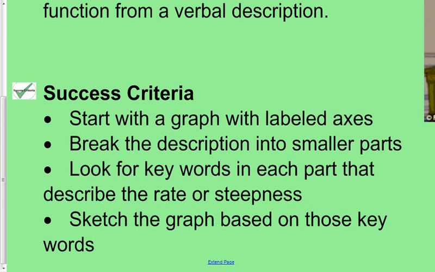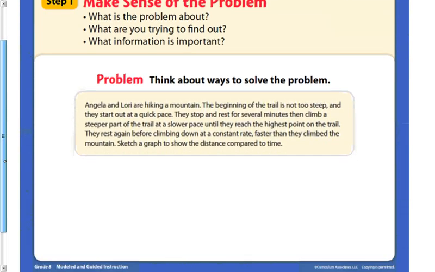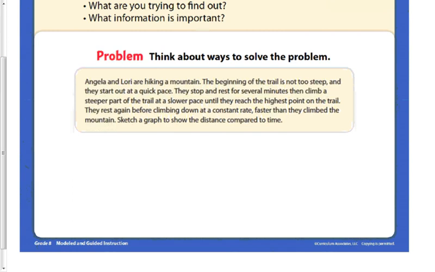So taking a look at the problem at the start of these notes, it gives you a situation. It says Angela and Lori are hiking a mountain. The beginning of the trail is not too steep. So I'm going to stop there. We said let's look for some keywords and break it into chunks. So this is going to be my first chunk: the beginning of the trail is not too steep, and they start at a quick pace. So a quick pace might be they're going up fast. I'm going to put a number 1 here.